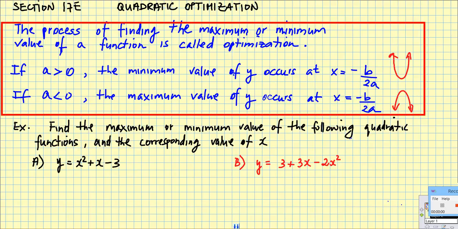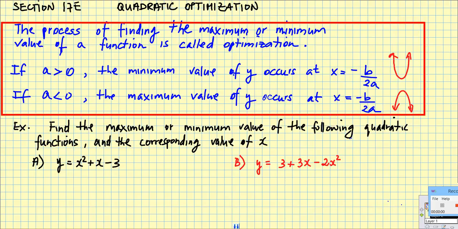Hi everyone, we're on the last section, section 17E of the quadratics unit, and we're looking at quadratic optimization. When we're finding the maximum or the minimum value of a function, what we're really doing is looking at optimization. Now if our value of the a in the quadratic is greater than 0, then, as we already know, the minimum value of y occurs at x equaling negative b over 2a.